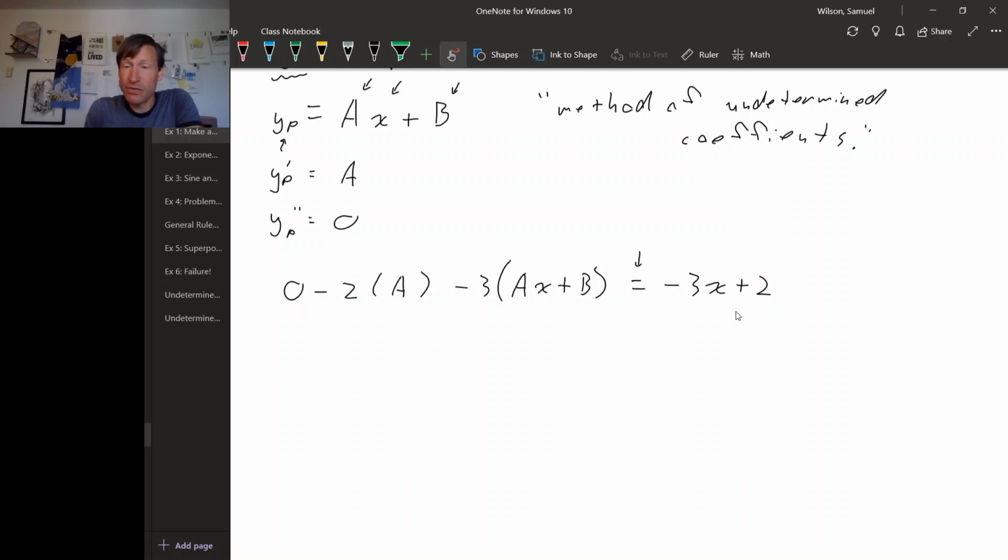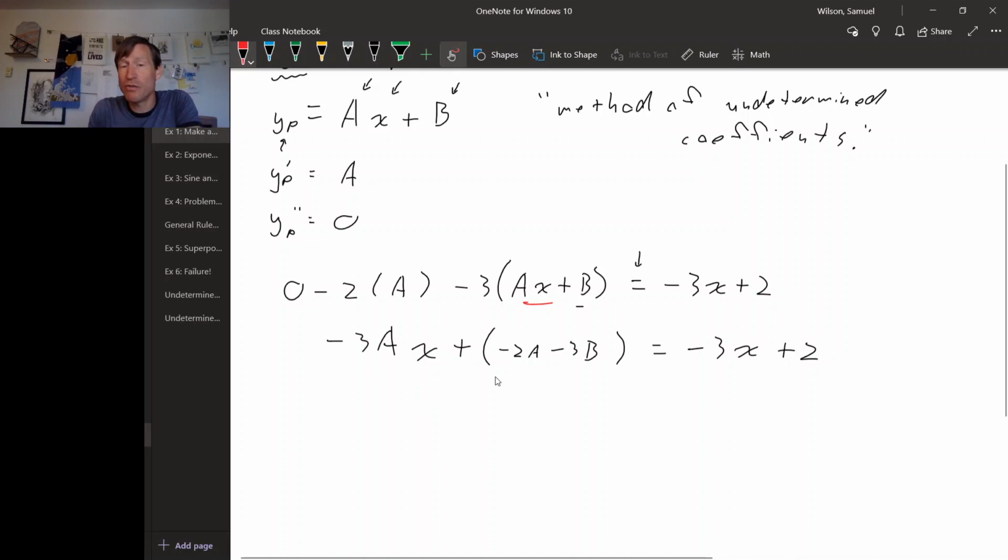Okay, so there are a few different ways to actually find these coefficients. Let's start by just multiplying everything out and gathering up terms that have the same power of x. So let's see, we have only one term with x to the first power, that's right here. So that's minus 3ax. And then we have two terms that have no power of x. So there's minus 2a, and then right here there's minus 3b. Now this is supposed to be equal to minus 3x plus 2.